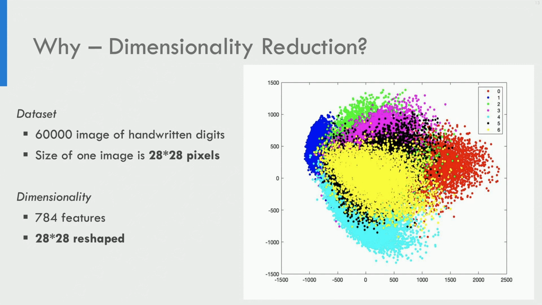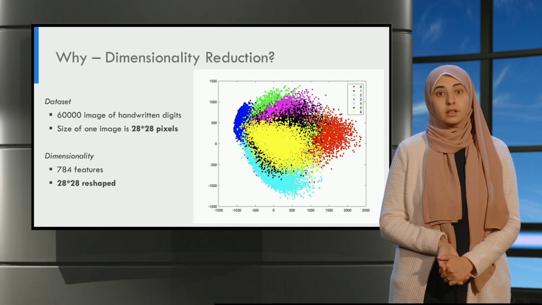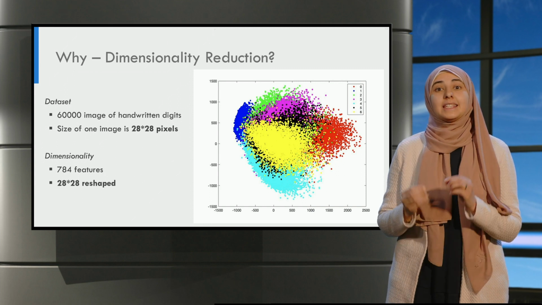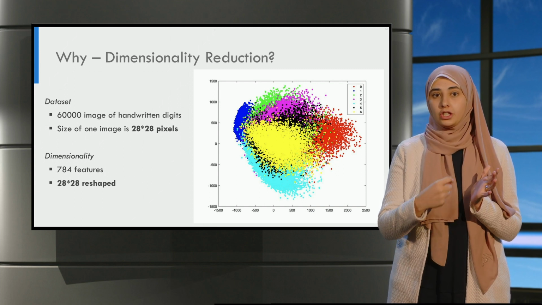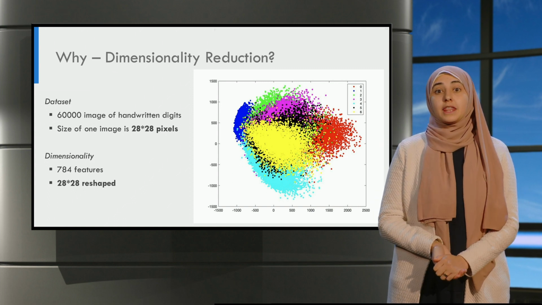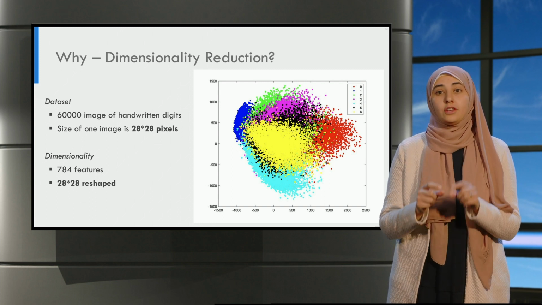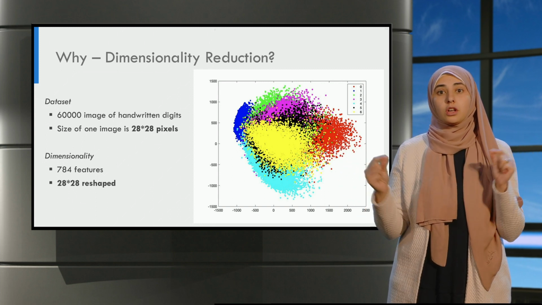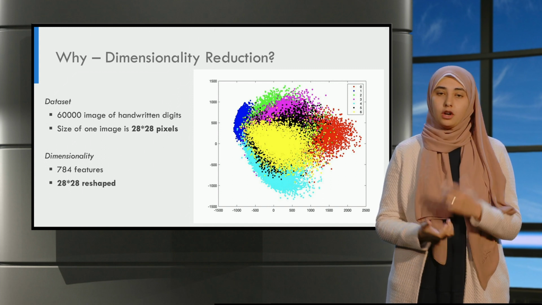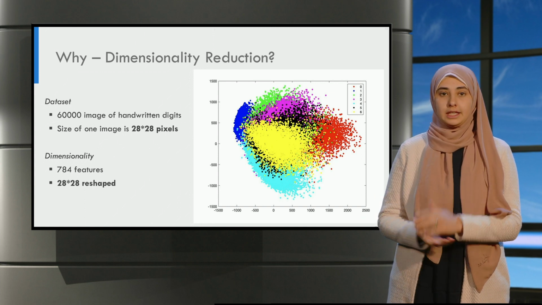Another reason for using dimensionality reduction techniques can be explained by this example here. The dataset here is called MNIST. MNIST dataset. It has 60,000 images of handwritten digits. Each image of a digit is 28 by 28 pixels. The pixel values of each image are used as the features to represent the image. The features are then reshaped to a 1D vector of features of size 784, which is 28 by 28. Each image has its label of which digit it is.